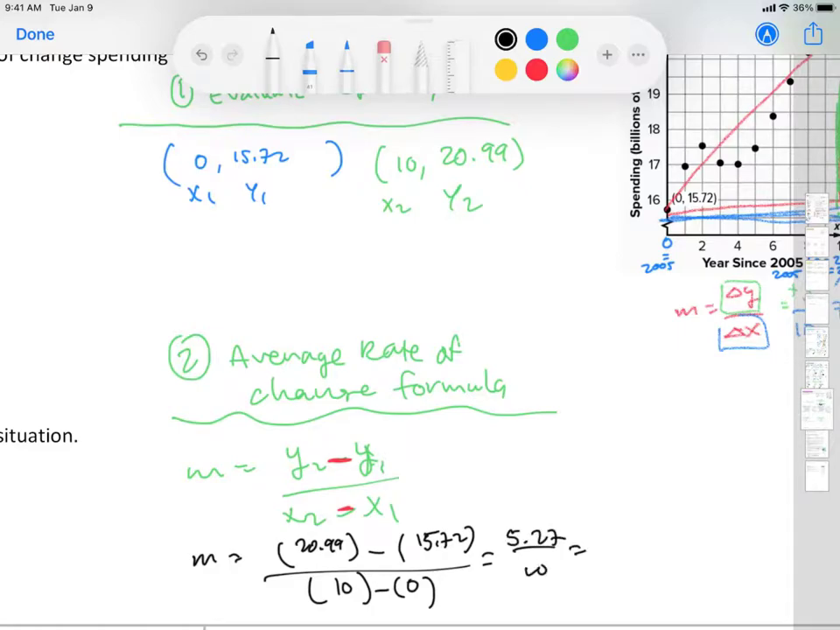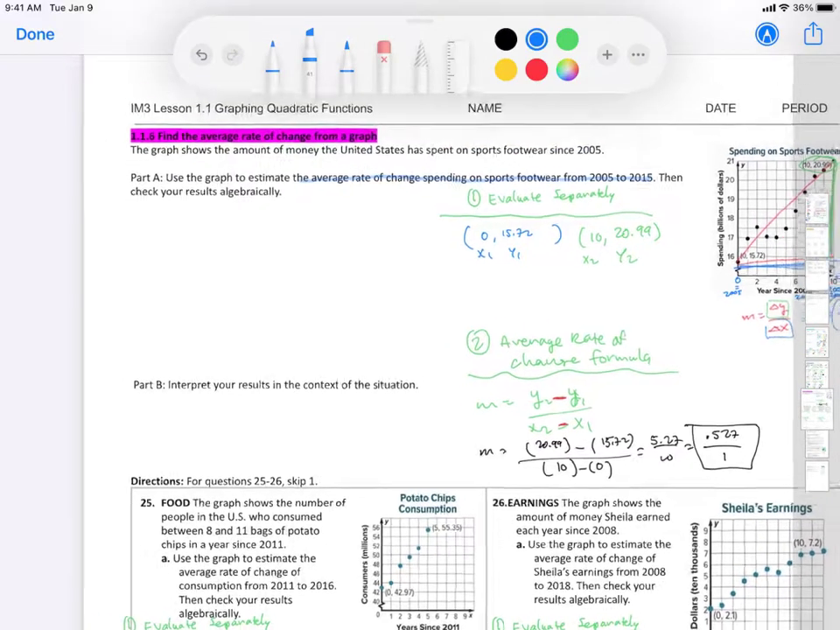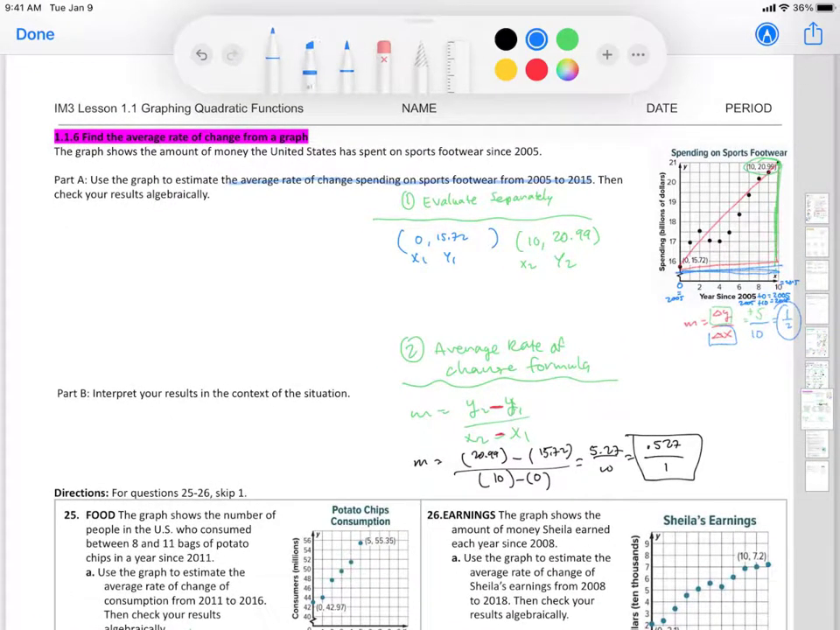I get 5.27 over 10. So over 10 years, there's an increase of $5.27 billion, or if you divide that, you get 0.527. Now, why did I put it over 1? That'll help us with context when I write this. A good way of answering questions is taking the question and making it a statement. So everything here in blue, I'm just going to write. Let's write that down.